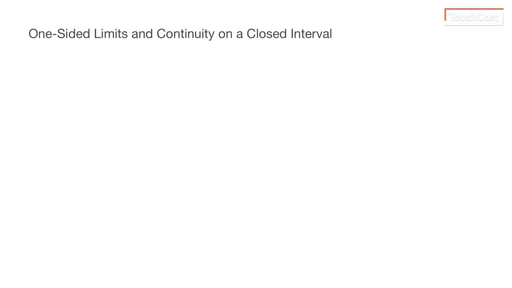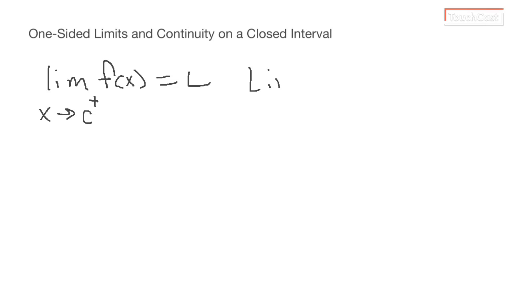So if we have, say, the limit of f of x as x approaches c, but then they add this little plus sign that looks like an exponent with the c, and it equals L, this means we're looking at limits from the right. If we were looking at the graph, we would only look at the right side of c.